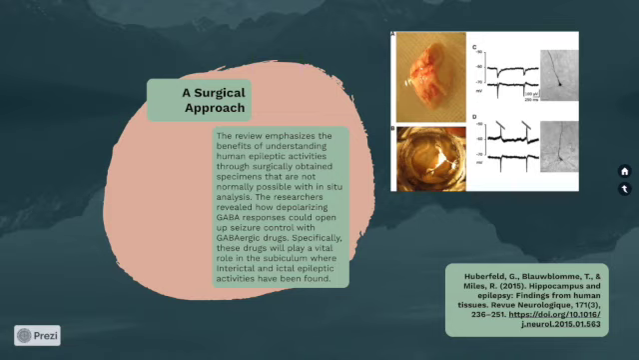Specifically, these drugs will play a vital role in the subiculum, where the interictal and ictal epileptic activities have been found. If you take a look at figure 3, we can see that this shows that there's intracellular and extracellular recordings of pyramidal cells hyperpolarized during interictal discharges. Essentially, what this is trying to convey is that there is still that connection between the cortical and subcortical areas of the brain that are involved in epileptic circuitry.